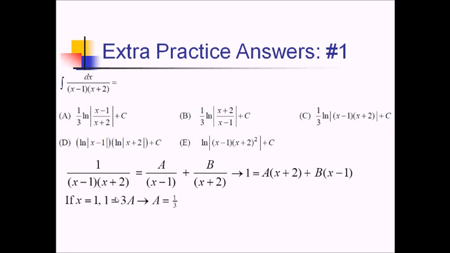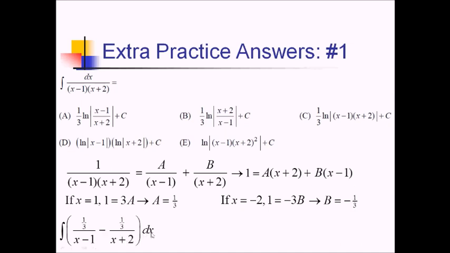Next, to get the B value, I'm going to plug in an x value of negative 2 to get rid of A. So if I do that, I've got 1 equals, and now this is going to be B times negative 3, so negative 3B. So then I have B equals negative 1/3. Plugging that in inside the integrand now, splitting up that fraction, we've got (1/3) times 1 over x minus 1, and then we're going to have minus (1/3) over x plus 2, dx.